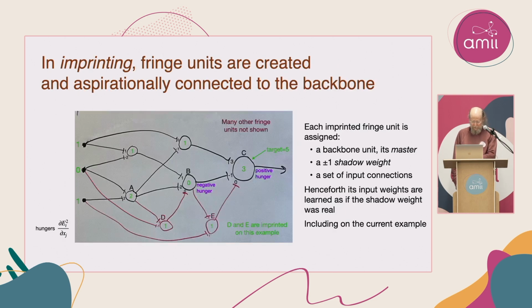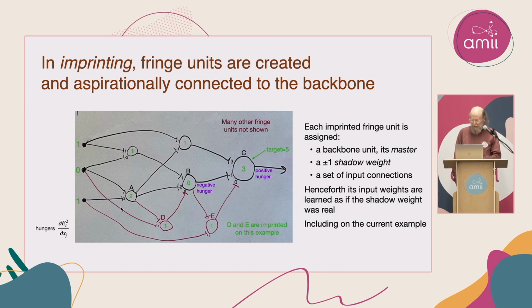Oh, there should be one more step. Well, I guess I can just say it. When we imprint D and E, we add in their input connections. Here, the input connections I've just chosen to be, they could be chosen in many ways. You might imagine they're chosen at random from the units that precede the master, in order to retain a feed-forward structure. So here, unit D is connected to A and to an input, and E is connected to B and an input. And then the weights of the fringe unit are imprinted, which means they are taken from the input pattern at the time of creation.